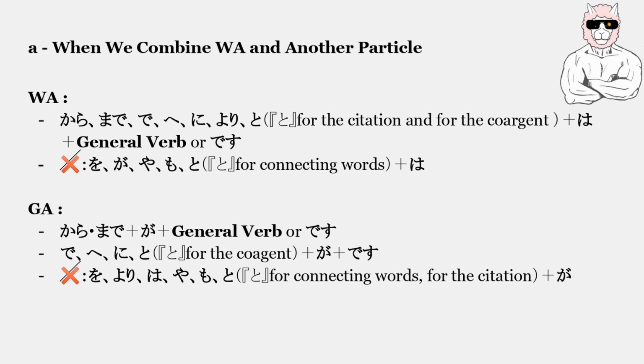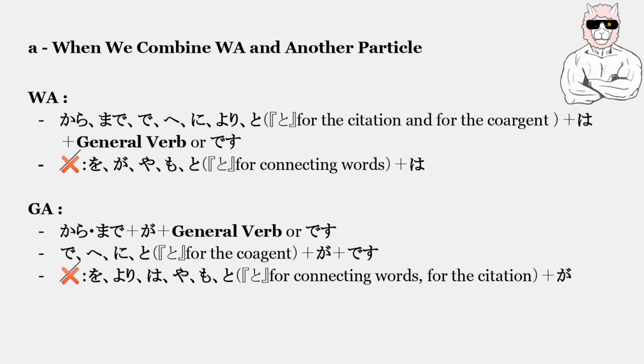And now you need to pay 100% attention. Pause the video and check them carefully. So this is a list of the comparison of the particles which can and cannot combine with は and が. は is simpler than が regarding the combination with other particles. So pay attention to three things.